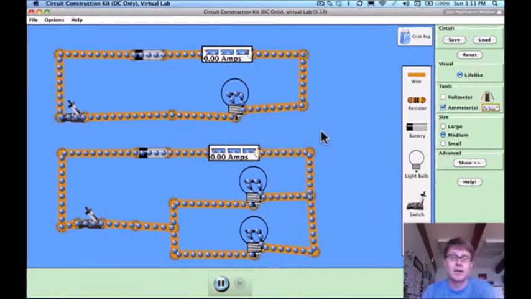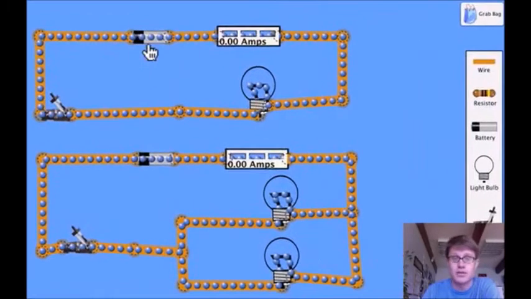Okay, so right here we've got two different loops. This would be a battery right here. It's a 9-volt battery. This is an ammeter, which is going to measure the amps. We've then got wires connected to a light bulb, back to a switch, and then back to the battery again. And so this would be a series circuit, because electricity is going to flow in this direction through the battery and then through the bulb and then back again.